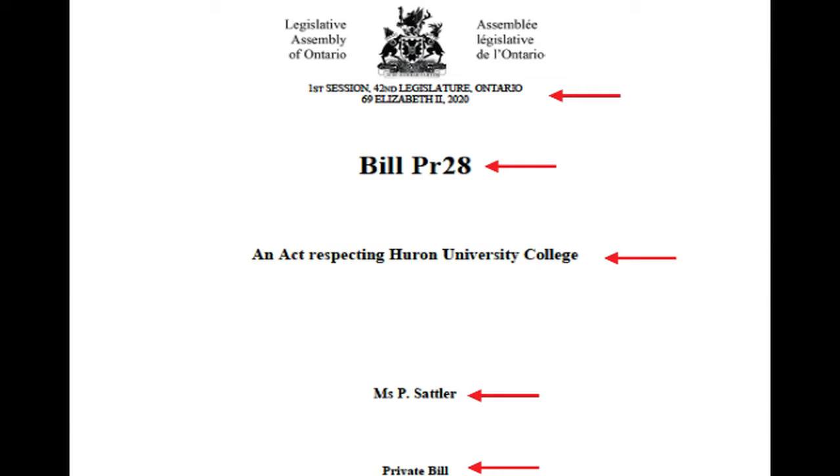Here we have one that concerns Huron University College. We have the bill number. Note the prefix PR. And please remember that the bill numbering for private bills starts afresh each legislature, in other words, following each election and not by each session. And again, we have the name of the individual introducing it, in this case, a backbencher or someone who is not a member of the cabinet. And finally, we have an indication at the bottom that it is a private bill.